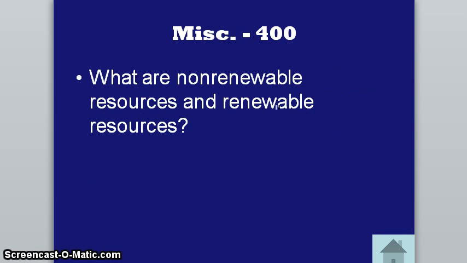What are non-renewable resources and renewable resources? So non-renewable resources are resources that are used up and can't be replenished. And renewable resources are resources that we're not going to run out of, or they can regenerate or regrow within a human lifespan. Non-renewable resources: fossil fuels, nuclear energy. Renewable resources: solar, wind, water, geothermal, biomass.